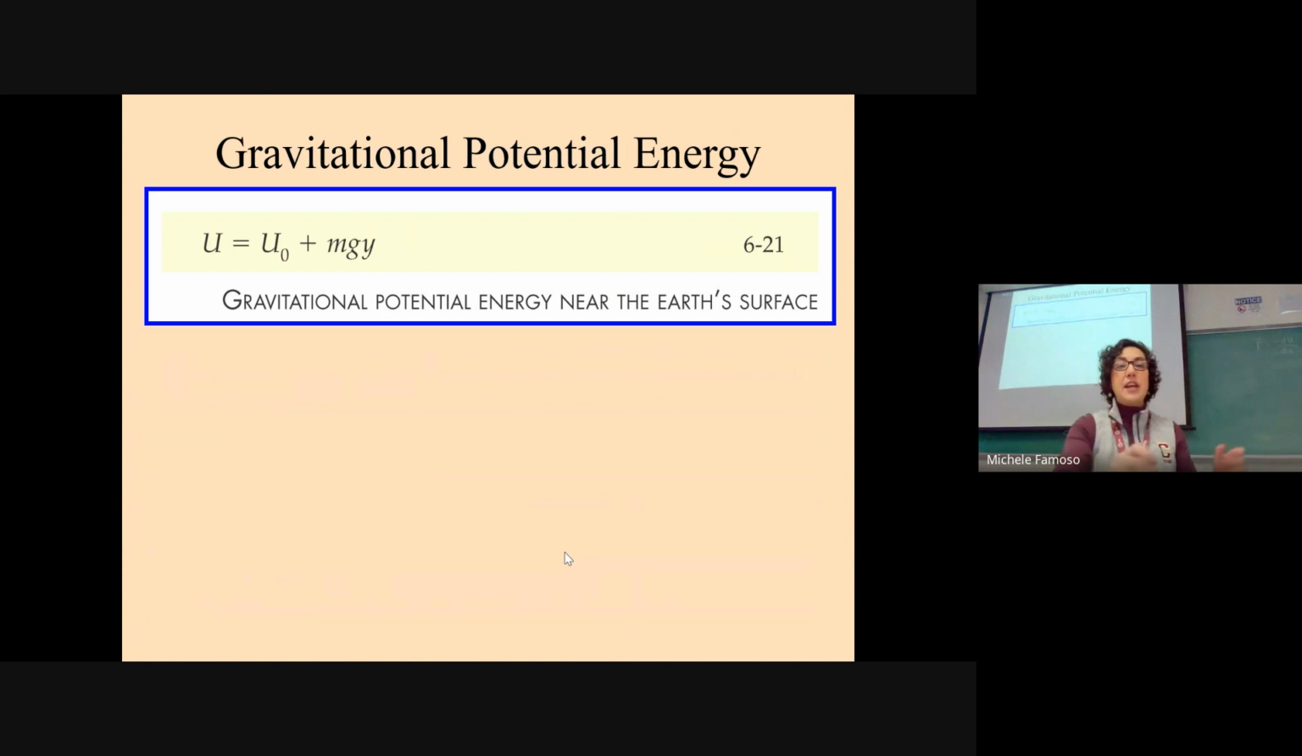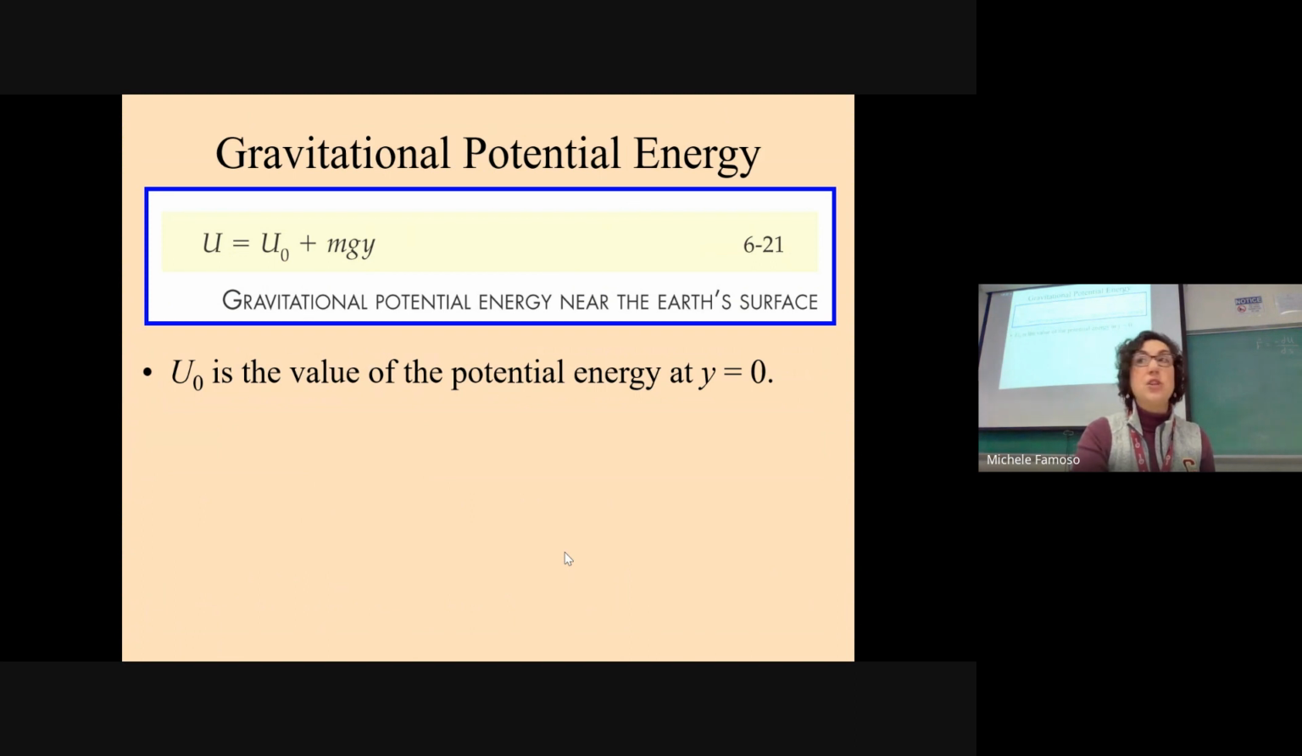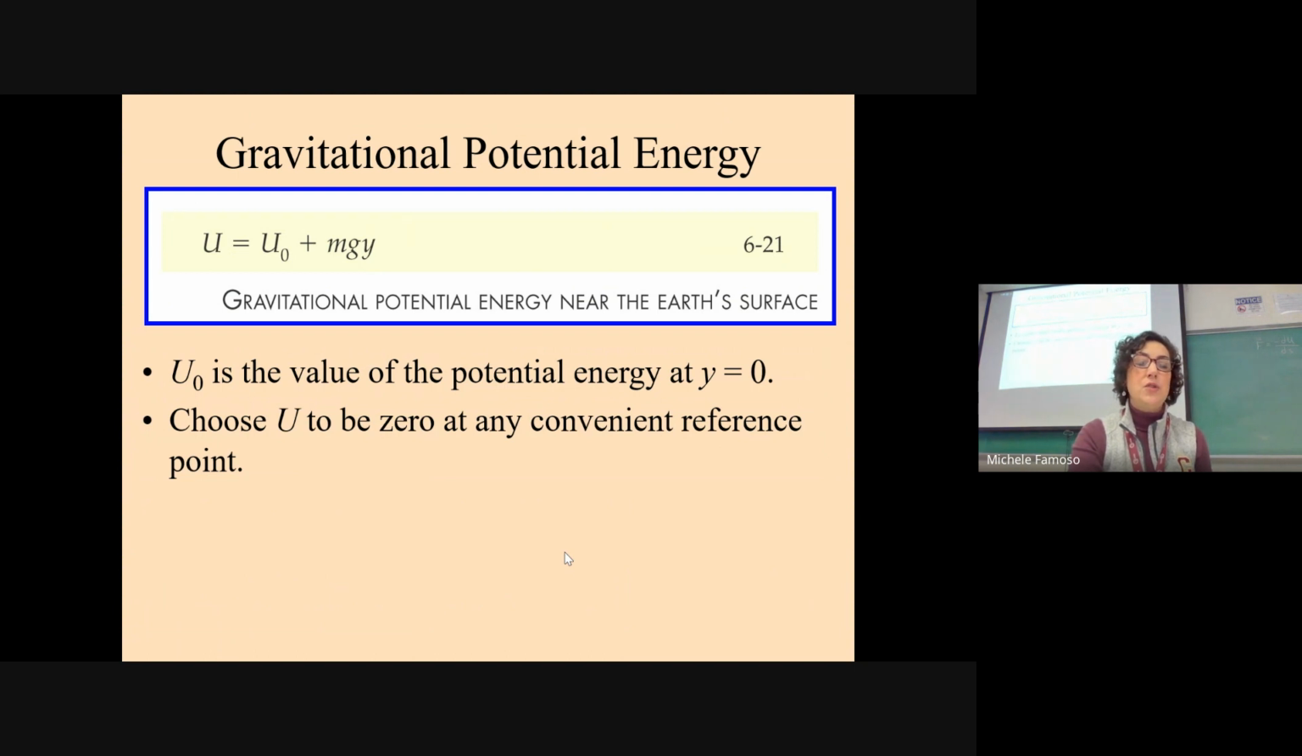All right, so gravitational potential energy. This looks a lot like the equation we saw last year, mgh, or mg delta h, but we're just including a y instead of an h. We're using a vertical position. We're also including some initial potential energy, U0, which would be the value of the potential energy when we're at the ground level. Usually we say that U0 is 0. We're going to assume the potential energy is 0 at the ground level. So choose U to be 0 at any convenient reference point, usually the ground, or the lowest point in the problem. Maybe it doesn't get all the way to the ground, but we stop looking at things at this height, so say the potential energy is 0 here.